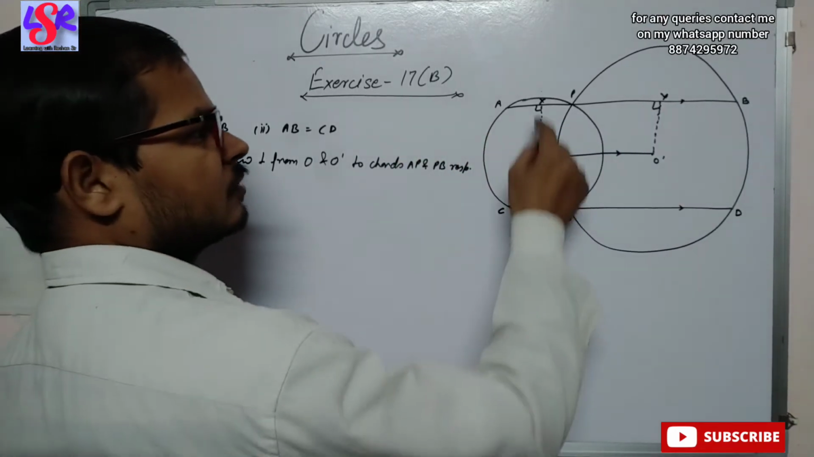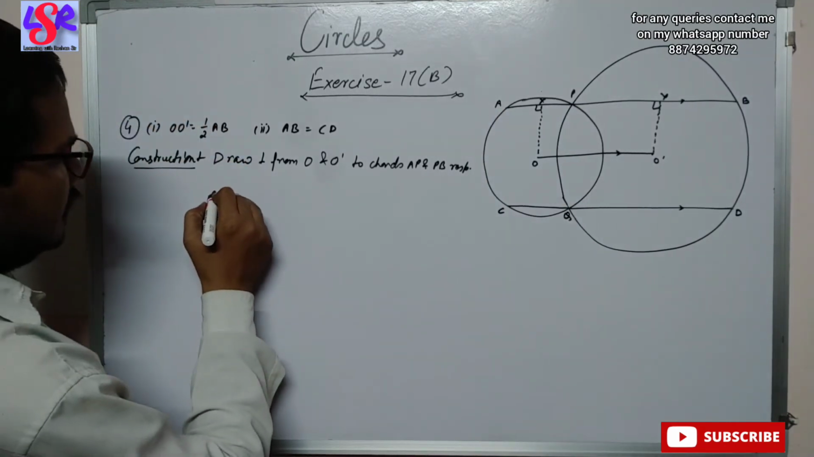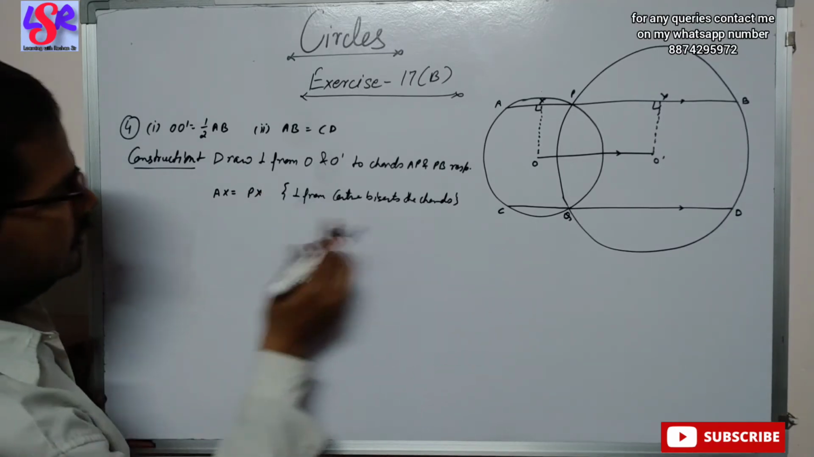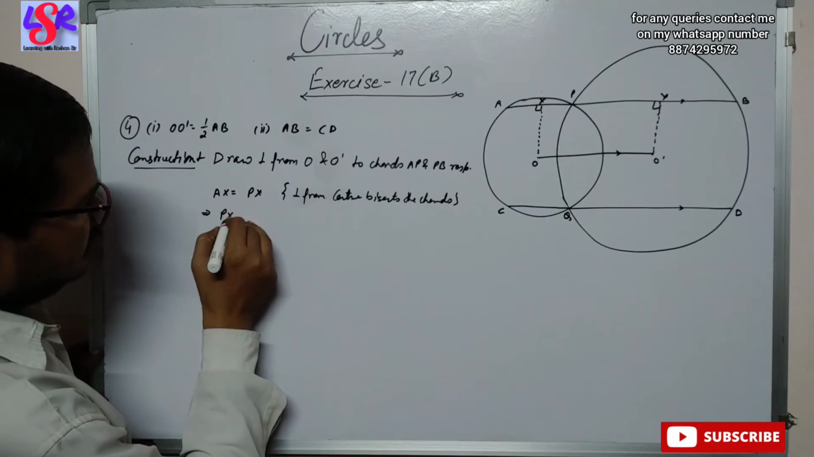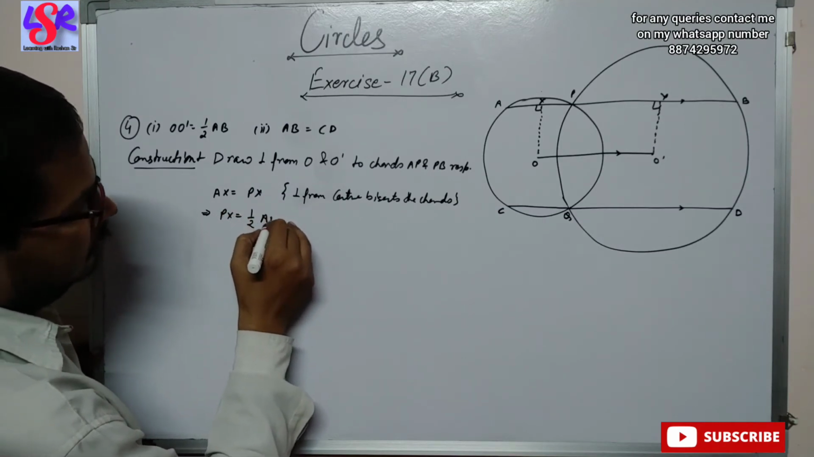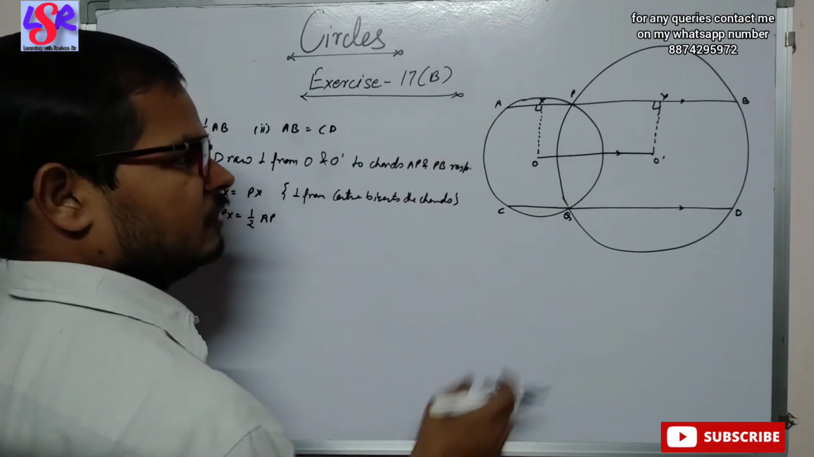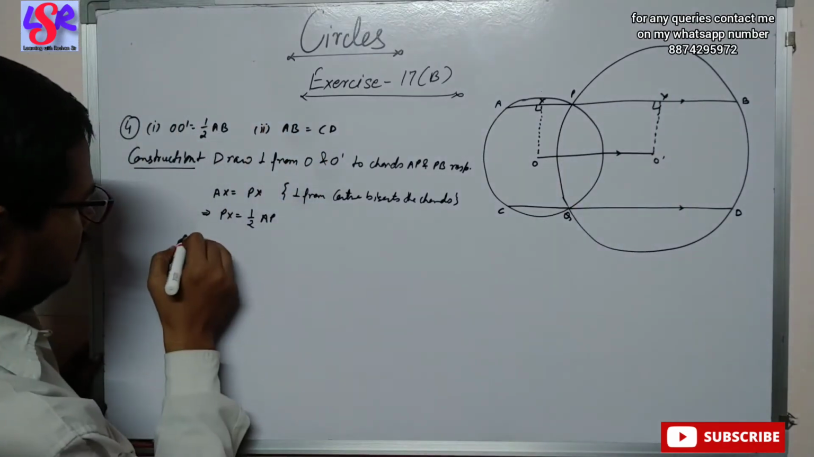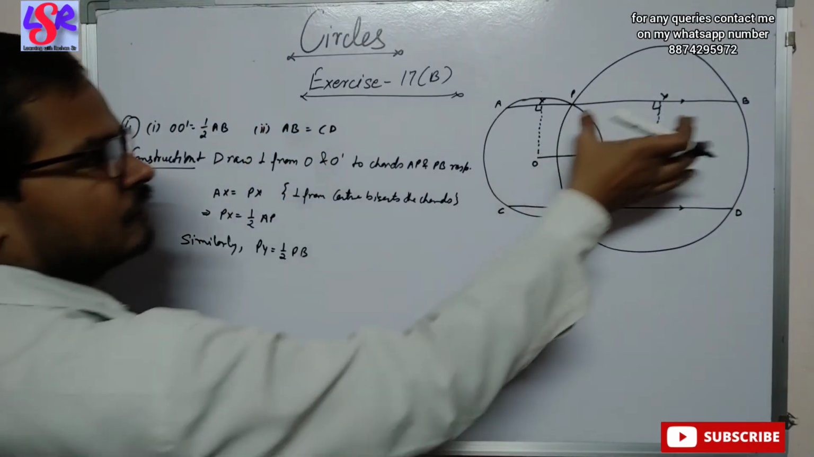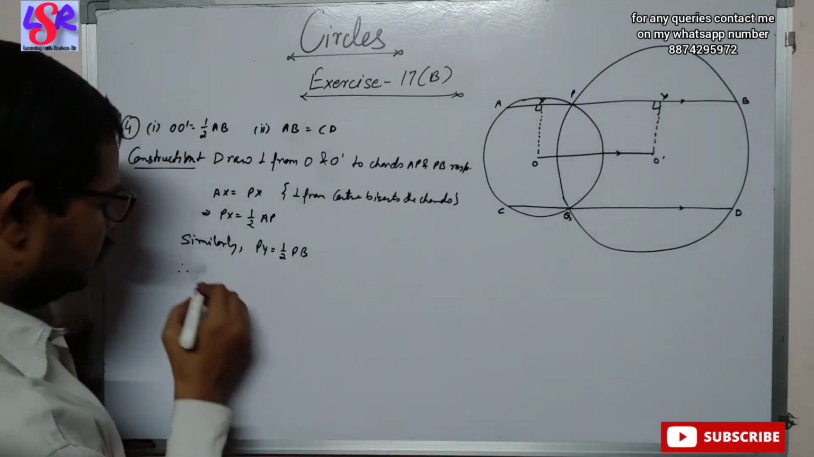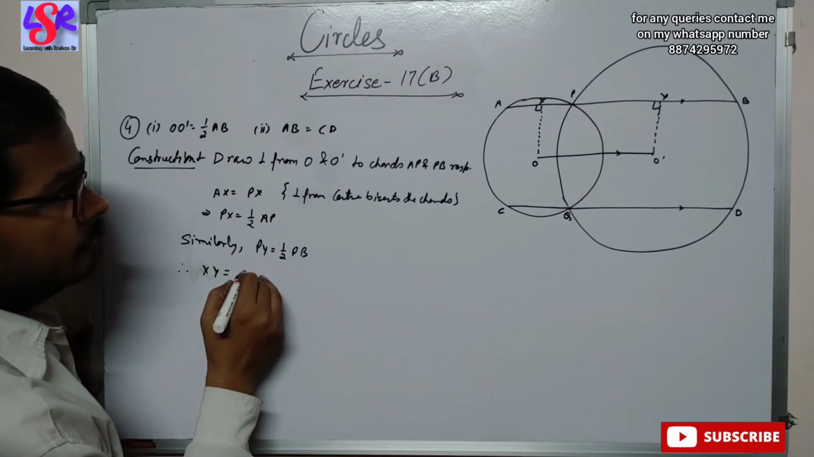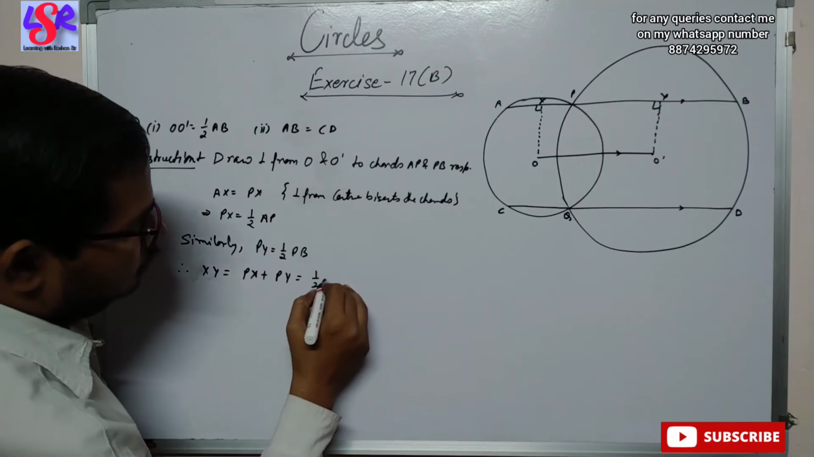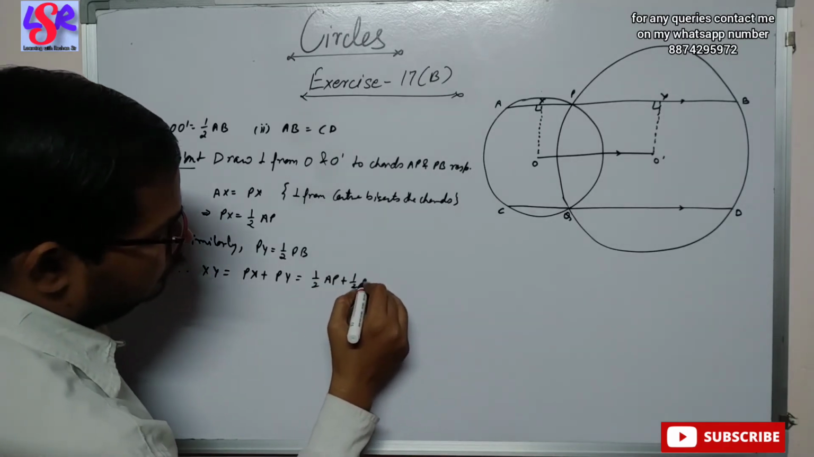Now as we know, the perpendicular from the center bisects the chord. Therefore this AX is equal to PX, as the perpendicular from the center bisects the chord. Therefore this can be written as PX equals half of AP. Now just as we showed PX is half of AP, similarly for this circle we can show PY is half of PB. So similarly we have got PY equals half of PB. Now this XY will be equal to PX plus PY, that is equal to 1 upon 2 AP plus 1 upon 2 PB.